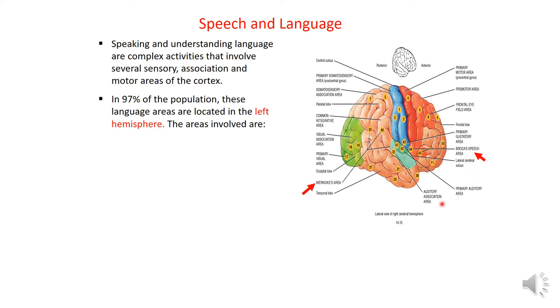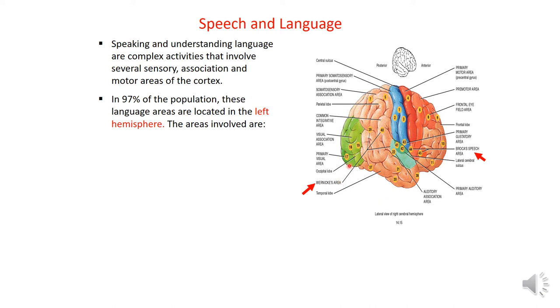So again, it includes sensory areas, auditory areas, that pass information to Wernicke's area, and Wernicke's area is going to send the information to produce the response by what? By the Broca's area.